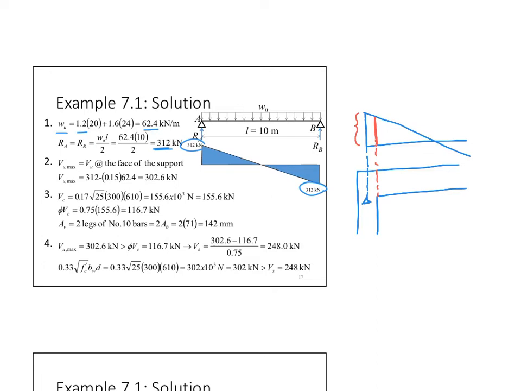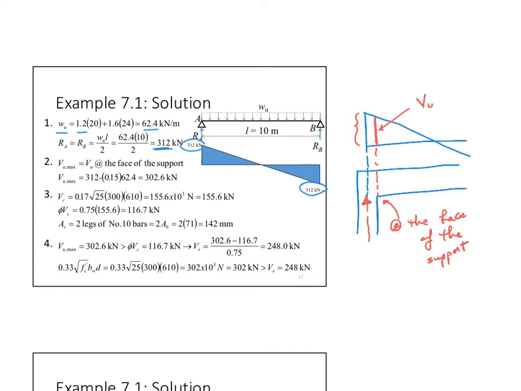It does not really exist because I had to represent that support by a pin right in the middle of the support. So I have to calculate it at the face of the support, right? If I don't do this, I'm going to be over designing my beam. I'm going to have to design for a higher VU than the actual VU that is subjected to it.